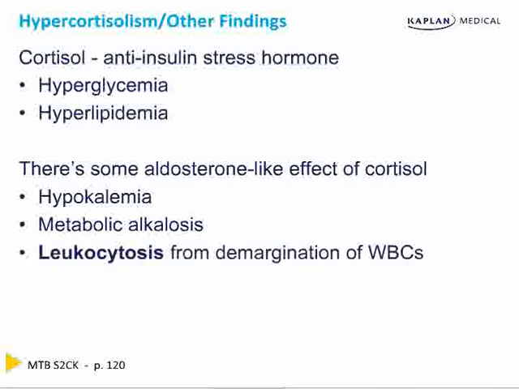In addition, everyone will have a leukocytosis because the stress hormone demarginates white cells. Demargination means half of white cells are normally in circulation, the others are on the edge of the blood vessel, the margins, so to speak, and steroids will pull them off the margins.